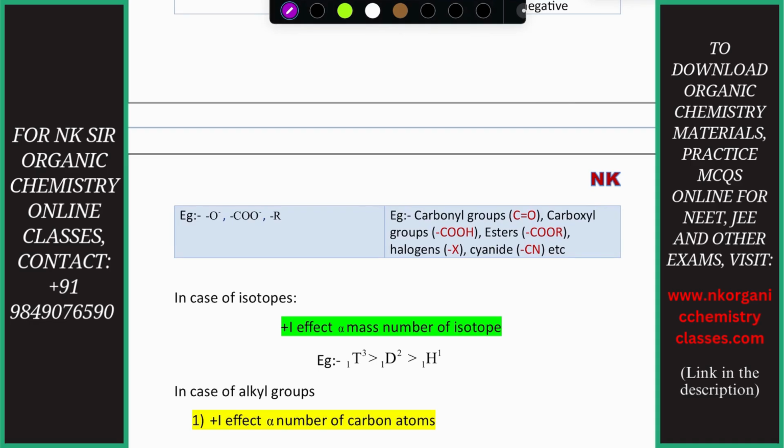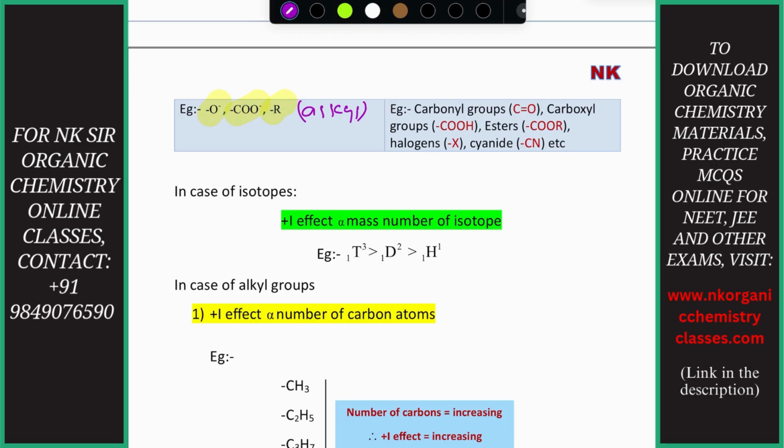Guys, here let us take some examples. Now you see here O minus, COO minus, R. May I know what you mean by R? R means alkyl group. So in this way, these are all plus I groups, electron donating groups. Now here are examples for minus I groups, the carbonyl groups. What is carbonyl, guys? C double bonded O. Now tell me, in carbon and oxygen, which is more electronegative? Yes, it is oxygen. What happened then? The pi bond will shift towards oxygen, then carbon will get positive charge.